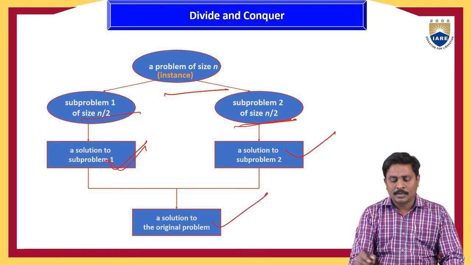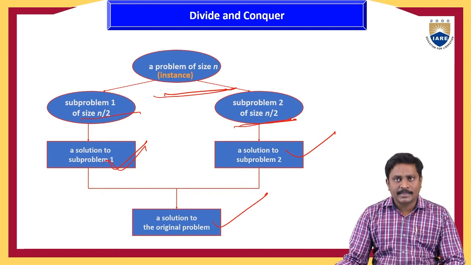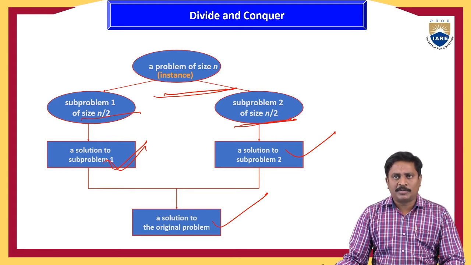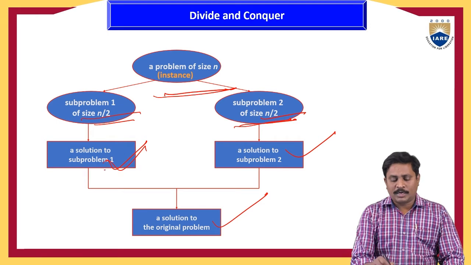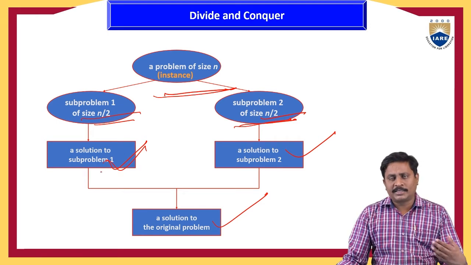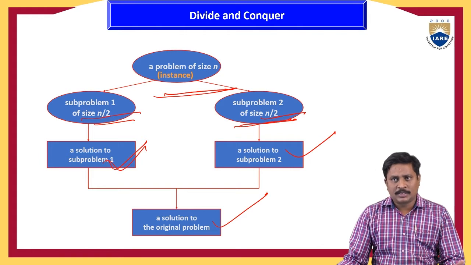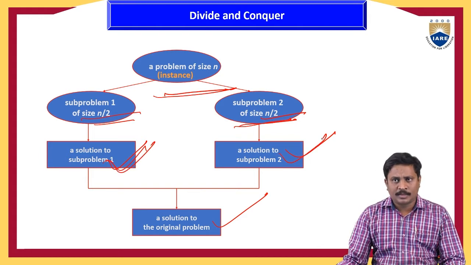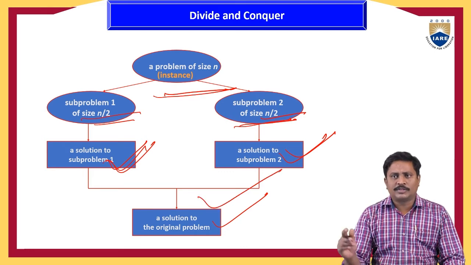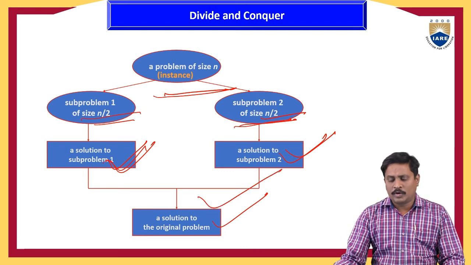Once again, listen. Here, the problem of size n is divided into subproblems of size n by 2 and n by 2. We divide like this until we get problems of smaller size. We find the solution to all these problems, and recursively we add all these solutions to get the solution of the original problem.